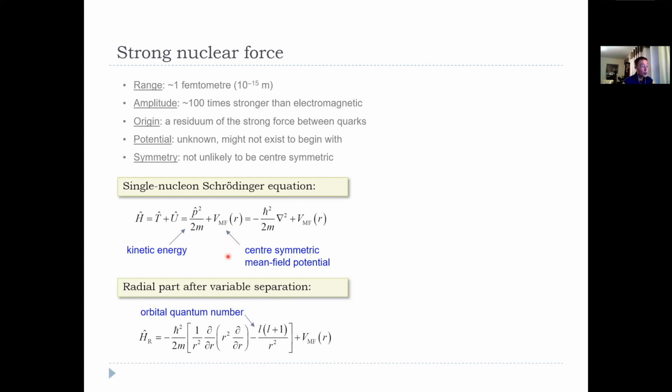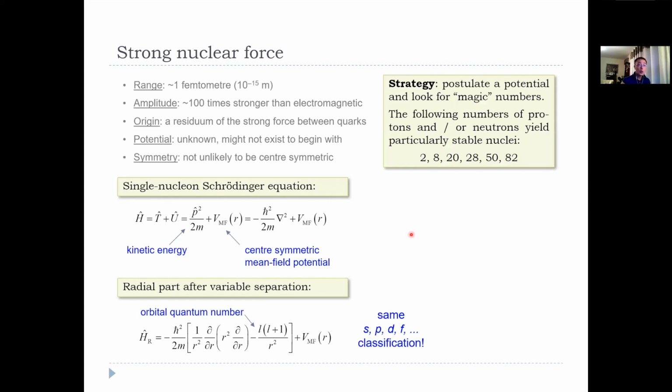Okay, but of course, if we were to do it like that, then we inherit the variable separation process. There will be the radial part, which contains an unknown term here, but there will also be the angular part, which is exactly the same as what we had for the hydrogen atom. So we expect to find the same s, p, d, f and so on classification for the nuclear orbitals as we had in the hydrogen atom. Okay, so what's the strategy?